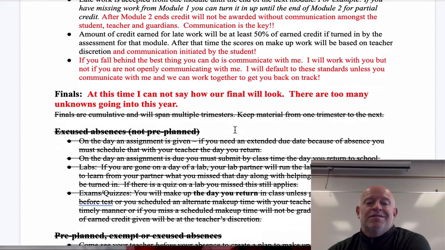Finals. I'd love to tell you how finals are going to work, but I haven't even been told how conferences are going to work yet this year. I've asked if we have certain parameters on finals, and nobody can tell me. So for right now, hold off. I have no idea if the final will be cumulative, if it will just be a module test, if it'll be nothing. Sorry. Wish I could give you more.